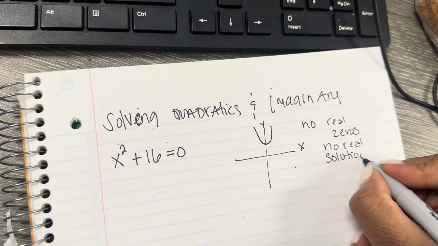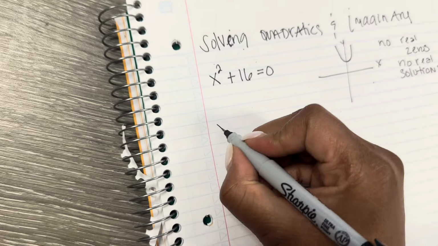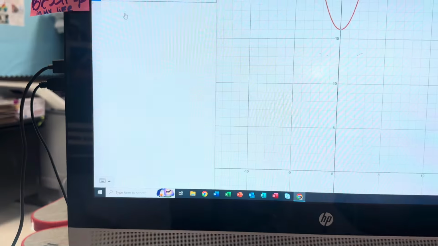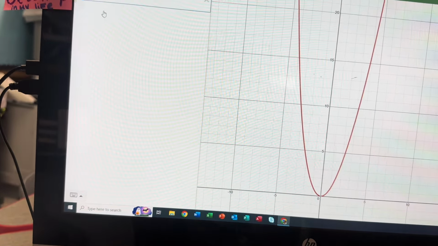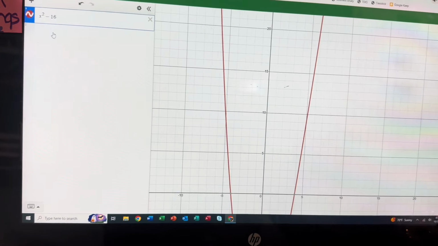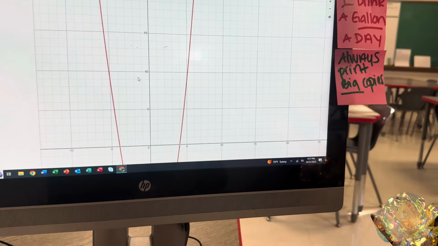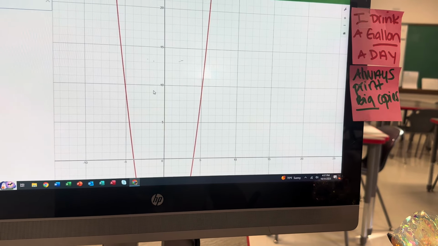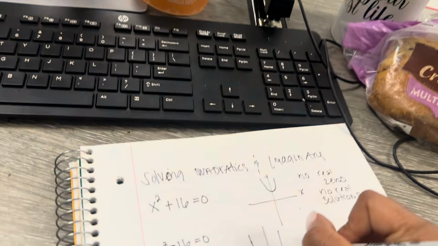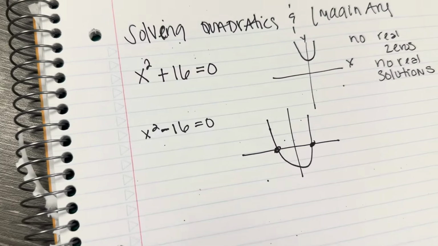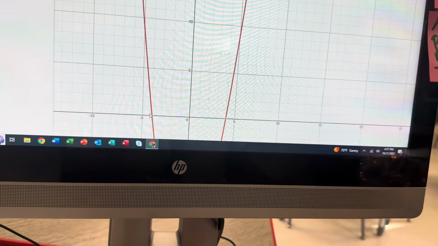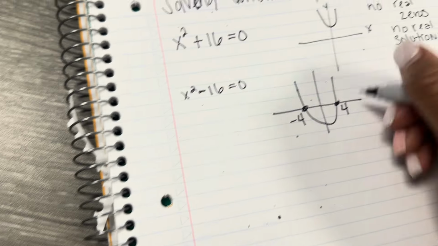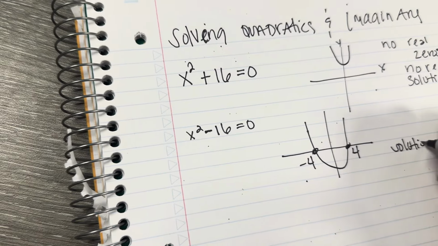I'm going to show it to you another way. Say you have x squared minus 16 equals 0. Let's graph this one. X squared minus 16 equals 0. Interesting. This one graphs perfectly where there are zeros. It touches the x-axis at -4 and 4. Those are the solutions. We've solved it.